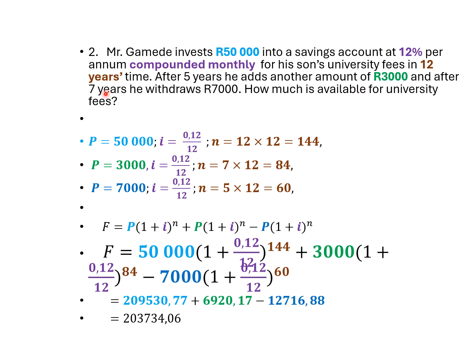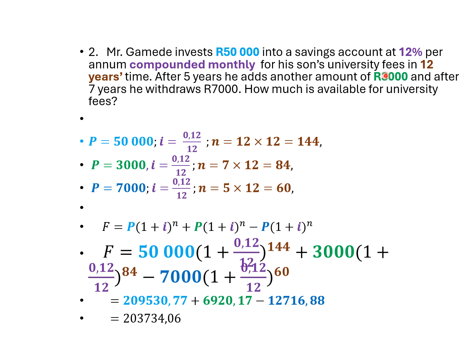All right. So first he invested 50,000. Interest was 12%, so 12 divided by 100 gives me 0.12. Compounded monthly means I divide by 12. In 12 years time, the first investment is there for a full 12 years. 12 times 12 gives me 144. Then after 5 years, he adds another 3,000.